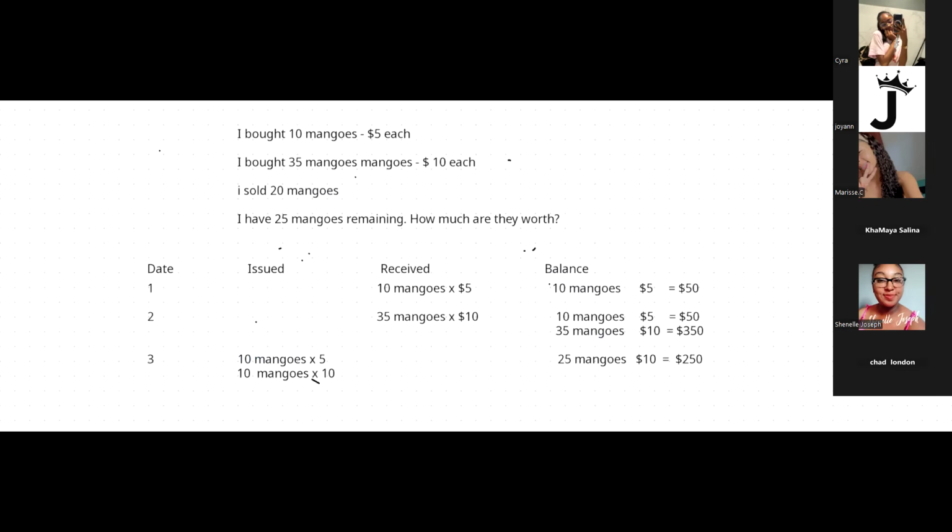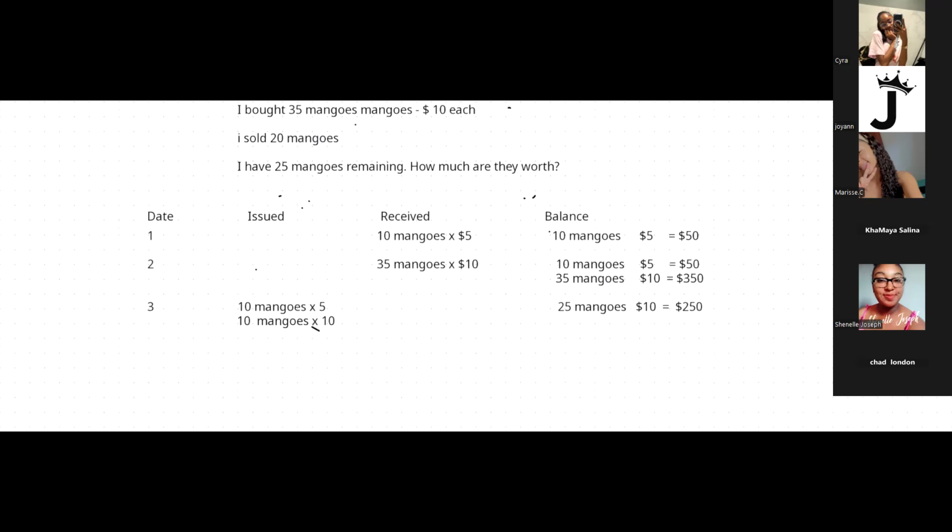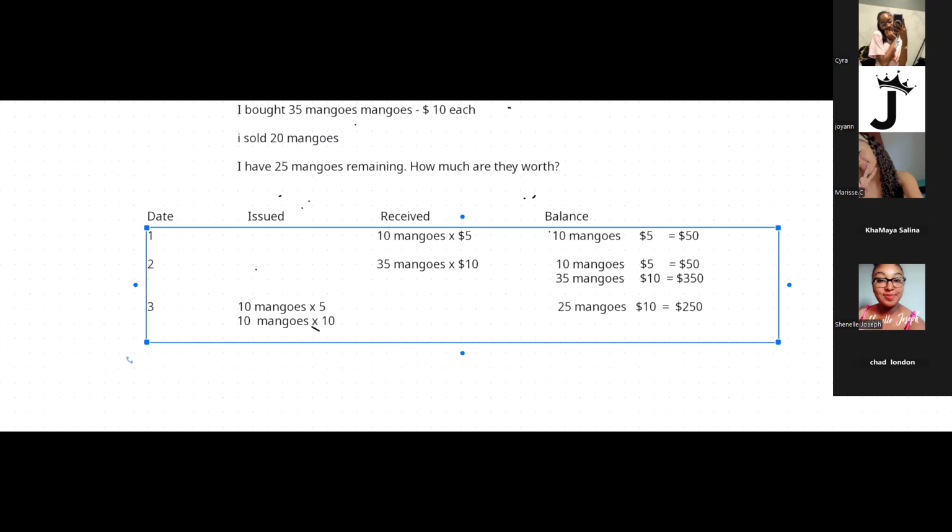That's how you would value the goods if you're using FIFO. The first set of goods that came in was the first set of goods that sold. But what if I was using LIFO? If I was using LIFO, the last set of goods that come in is the first set of goods I sell from. In an instance like that, what was the last set of goods to come in? The 35 mangoes, right? So I would sell 20 from the 35, and then I would still have the 10 mangoes from before.